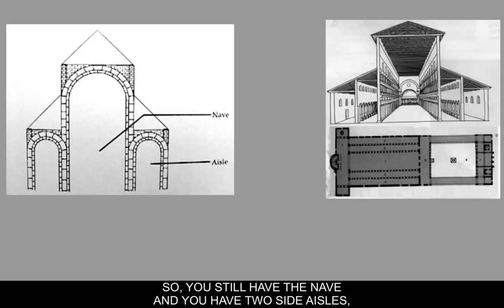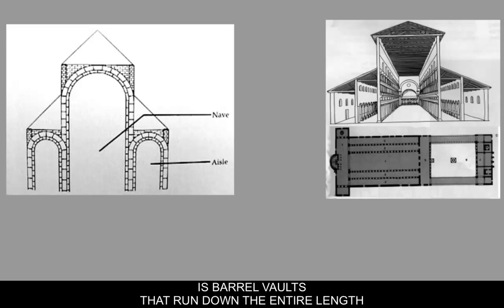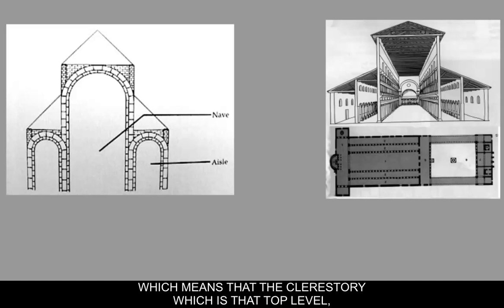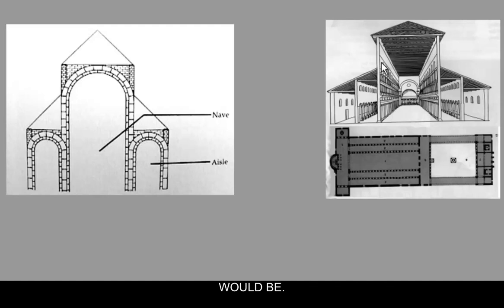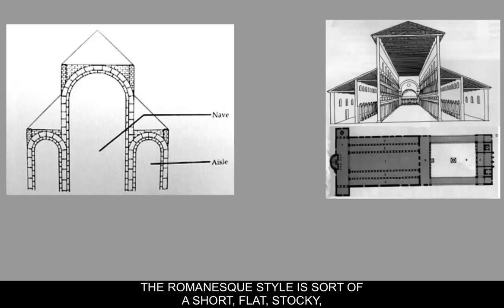So you still have the nave and you have 2 side aisles, but in the Romanesque era, instead of having a flat timbered roof as in the original St. Peter's, one of the things that you would have is barrel vaults that run down the entire length of the building, which means that the clerestory, which is that top level, and I'll point at it here, this is where the clerestory would be. There are rows of small windows. That clerestory doesn't rise very high, and you can see it doesn't rise very high also in the Romanesque style.